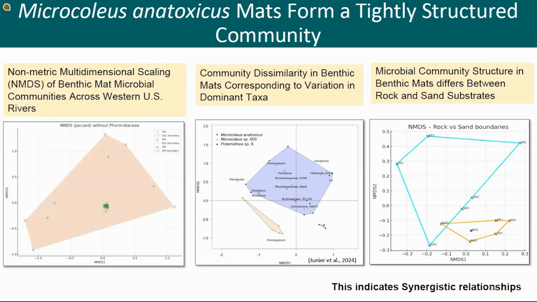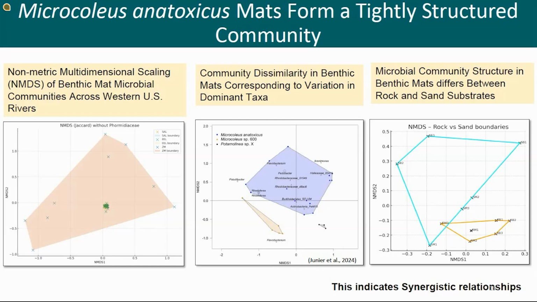Also, we looked into the clustering from rock and sand samples, and we see here that rock mats and sand mats can be clustered together, but when we talk about biofilms, they form different clusters, meaning biofilms have different microbial composition, and they might be playing a role in the proliferation of these benthic mats. So overall, the takeaway from this slide is that Microcoelius anatoxicus form a tightly structured community, and this indicates that they have synergistic relationships with other heterotrophic bacteria.